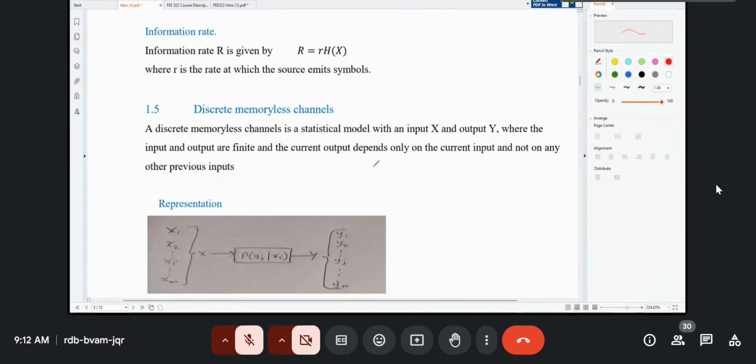So now let's look at the discrete memoryless source and how discrete memoryless sources are characterized, and then we also look at the different types of discrete memoryless source.